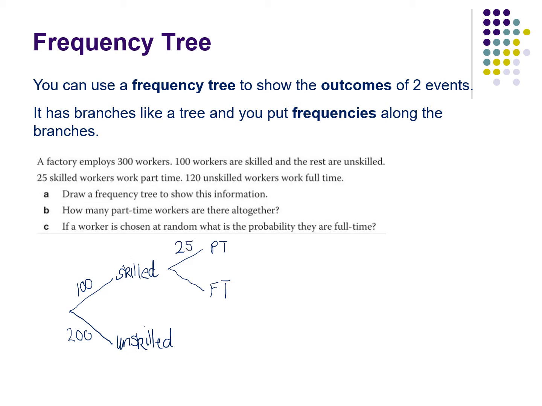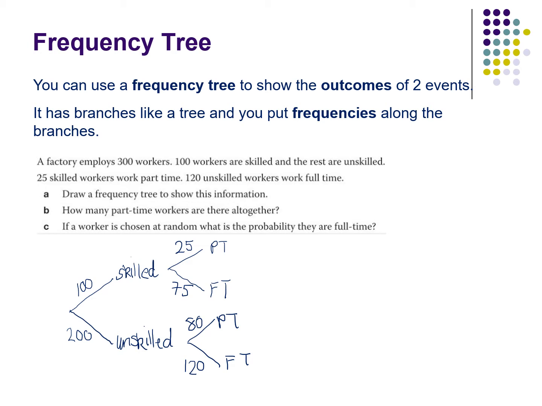So we can fill in the full-time because we know there's 100 in total, 25 are part-time, 75 are full-time. And again, we'll do the same thing for our unskilled. They can either be part-time or full-time because you can see how we're sort of categorizing things here. All right, and then with the unskilled, do read it carefully. It says 120 are full-time, so the 120 goes down here. So how many are part-time? Well, there's 200 in total, 120 full-time, so that makes 80 part-time.